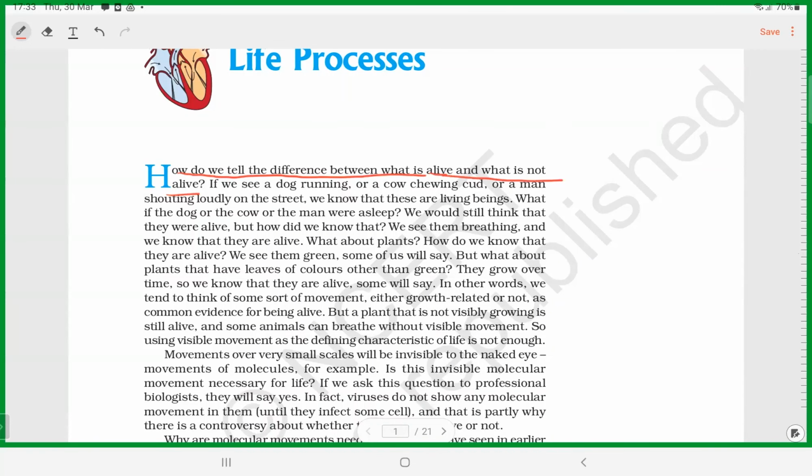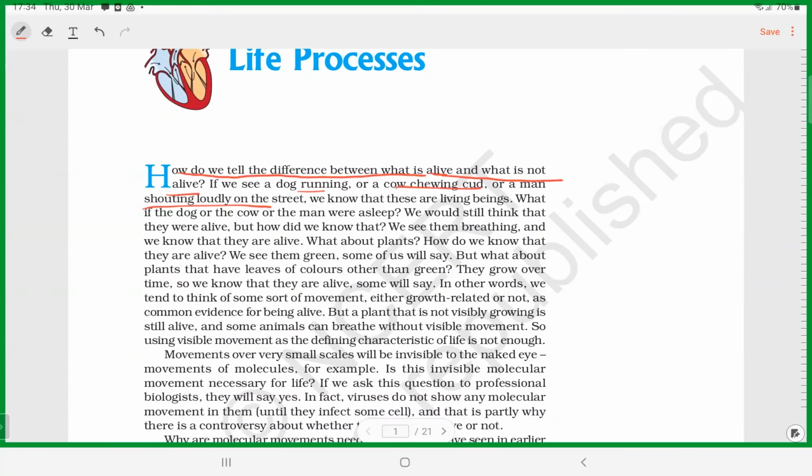And the properties we discussed, basically the properties. And then the processes, visible processes. What are the visible processes? Dog running, cow chewing, a man shouting. So these are all the visible processes, means you can see. All these things are the observable characters, based on which you can tell.